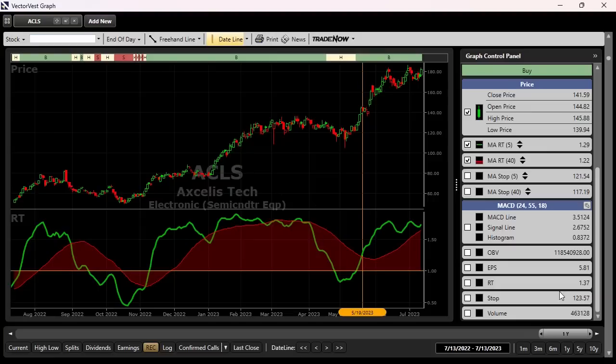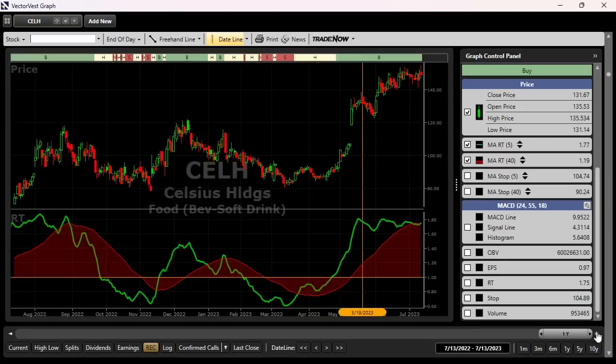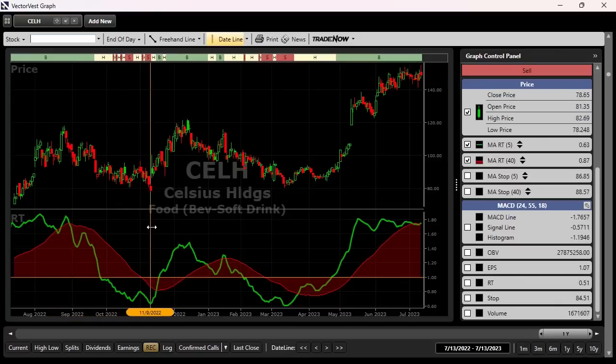Now let's find a chart that's not as pretty as these that we've been seeing so far. Let's see how it works on something a little uglier. Celsius, I hope you agree, a little uglier. Right, so RT had peaked. The 5-day moving average isn't making any progress here, so we had already stopped buying here. That puts us in defense mode.